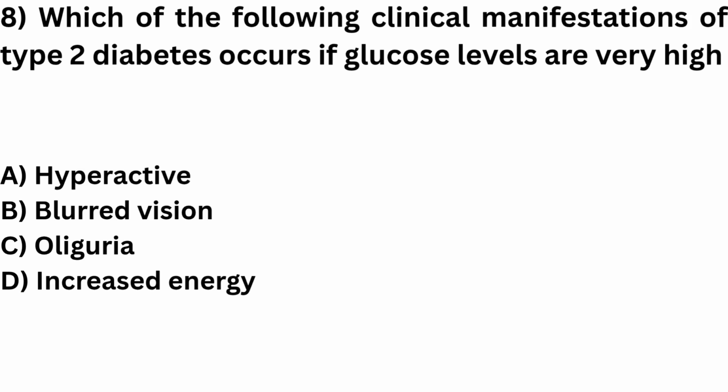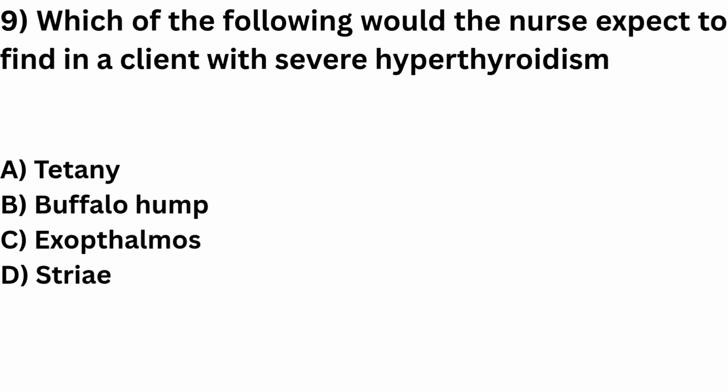8. Which of the following clinical manifestations of type 2 diabetes occurs if glucose levels are very high? A. Hyperactive. B. Blurred vision. C. Oliguria. D. Increased energy. 9. Which of the following would the nurse expect to find in a client with severe hyperthyroidism? A. Tetany. B. Buffalo hump. C. Exophthalmos. D. Striae.